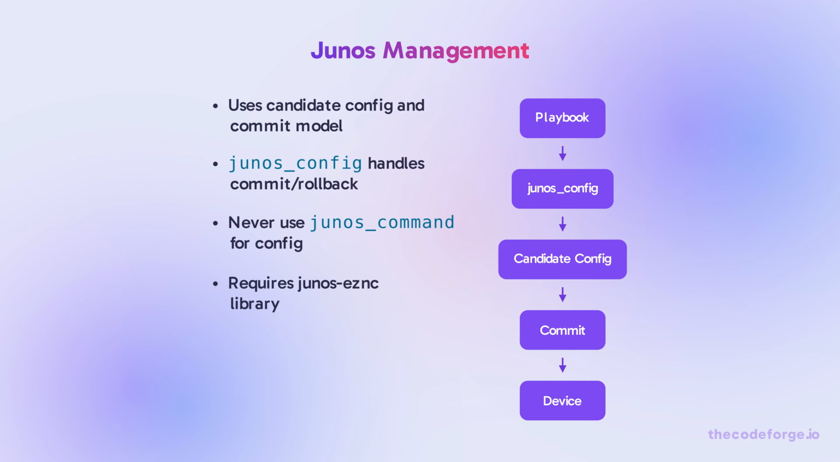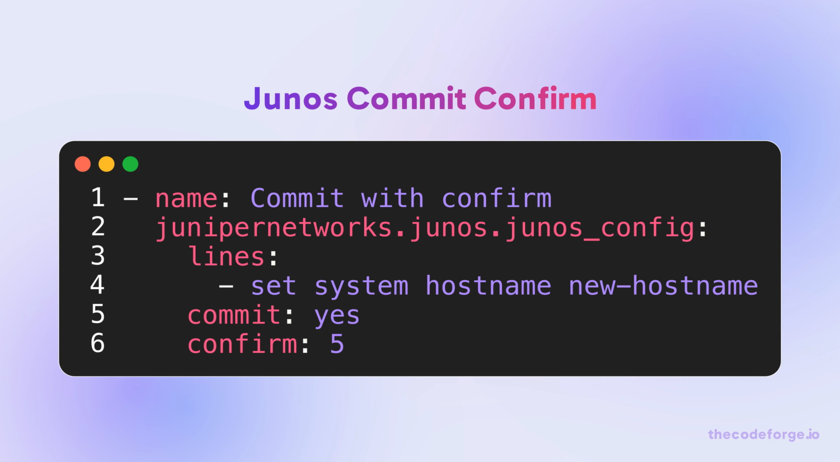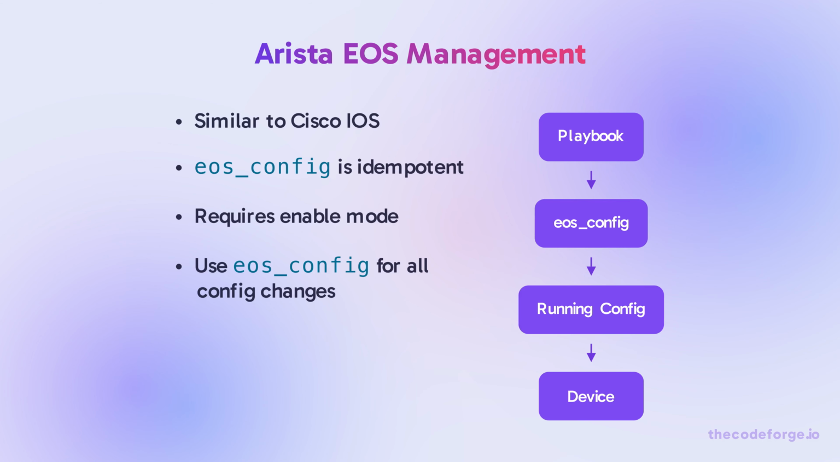Juniper Junos devices use a different paradigm: candidate config and commit. The junos_config module handles this properly. junos_config only applies changes that differ from the candidate config. Use diff to see what will change. The confirm option commits the change but automatically rolls back after 5 minutes if not confirmed. This prevents lockouts.